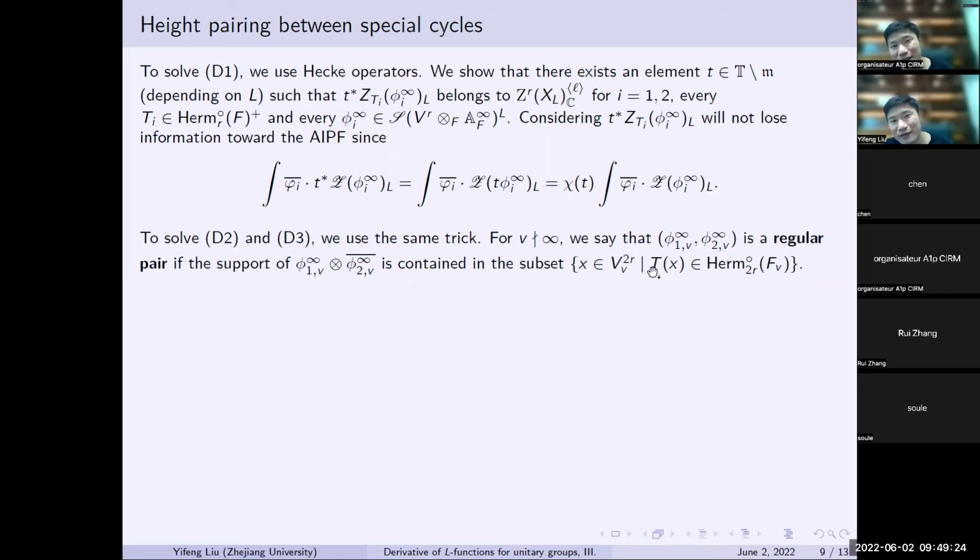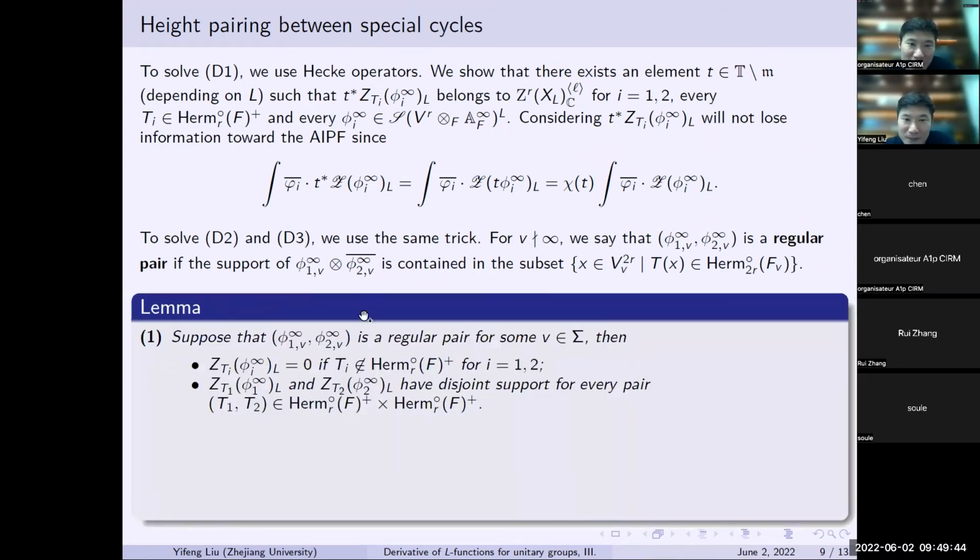So this one is a Schwartz function on this space. And the support is contained in the subset of elements whose moment matrix is invertible. Okay, this means the moment matrix is invertible. There's a circle here, invertible. This is called a regular pair.